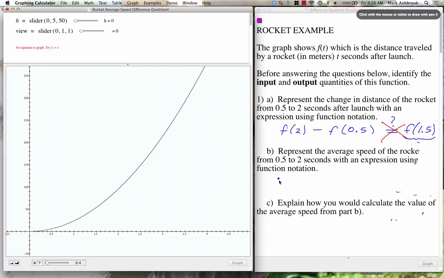Since average speed is defined as a certain amount of distance covered over a certain period of time, and we have 0.5 and 2 seconds, we can use the same function as above for the delta d. So we put f of 2 minus f of 0.5. Good, change in distance. And then the change in time, we can just put 2 minus 0.5, or you could just put 1.5 because that's what the change in time is.